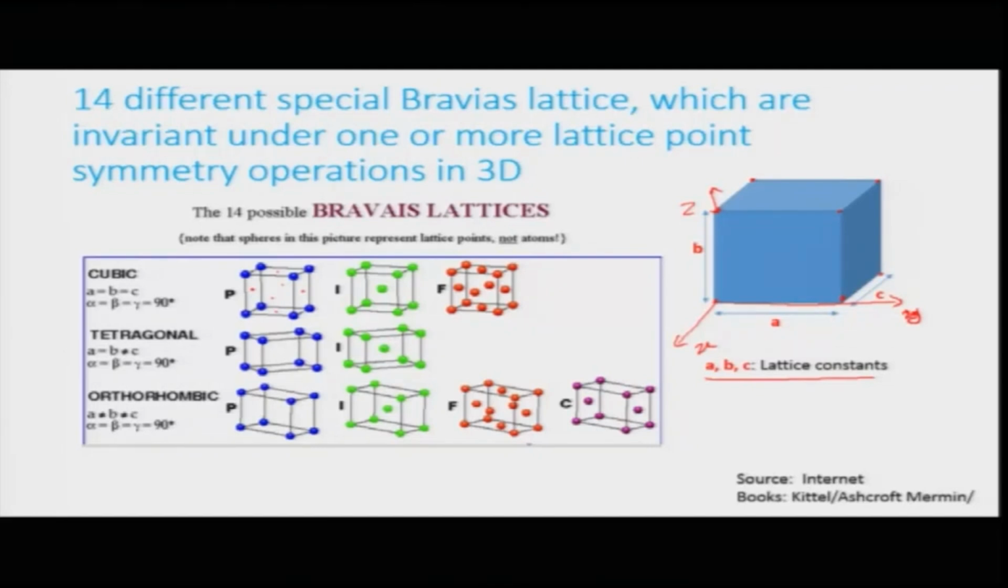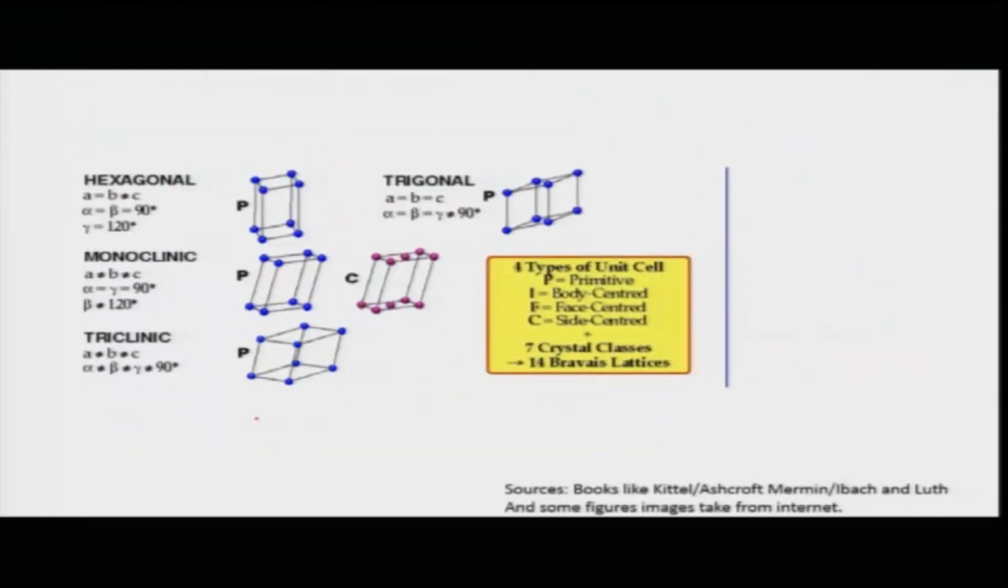Orthorhombic: A not equal to B not equal to C, but at the same time the angles are all 90 degrees. So, with this you can define a variety of classes of the 14 different Bravais lattices: hexagonal, monoclinic, triclinic, and there are different types within these. So, these will form 14 different types of crystal lattices which remain invariant under some symmetry operations.